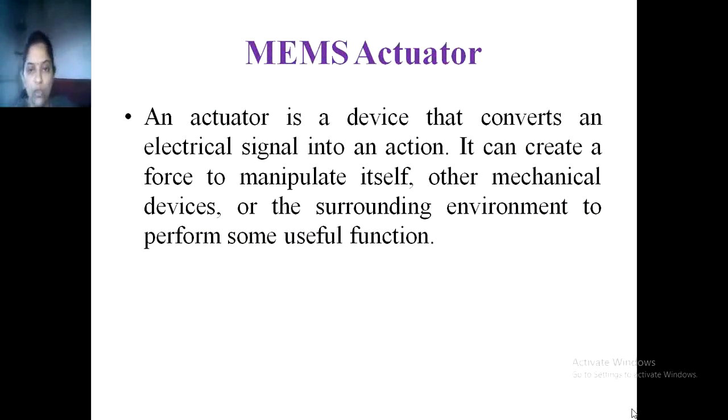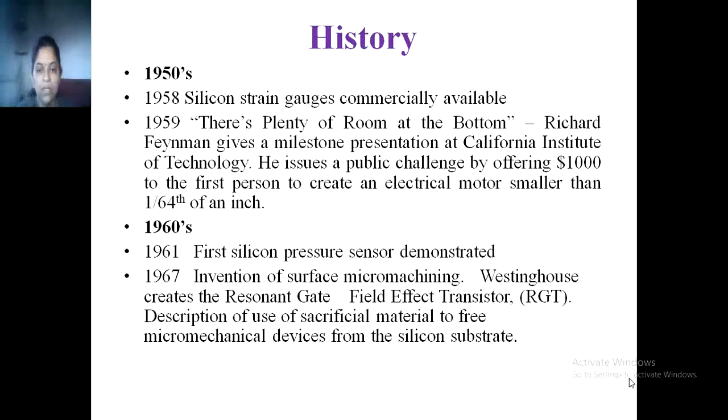Then MEMS actuators. An actuator is a device that converts an electrical signal into an action. So it can create a force to manipulate itself, other mechanical devices, or the surrounding environment to perform some useful function. So here the sensor will convert whatever physical quantity into an electrical signal, and the actuator will convert that electrical signal into the action by the MEMS device.